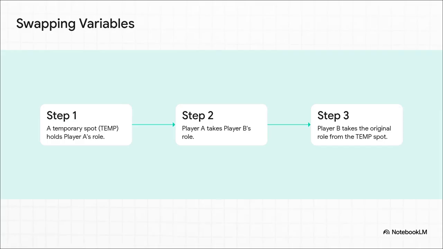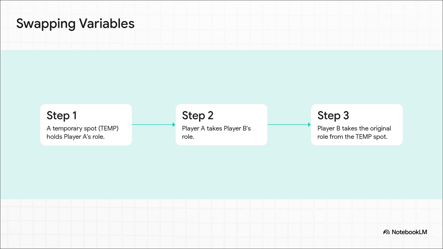Okay, here's a classic programming puzzle that shows off the power of variables. Let's say you need to swap the roles of 2 players in Mobile Legends. Now, you can't just tell them to switch at the same time. If you do, you'll overwrite one of the roles and lose it forever. So you need a clever trick. You use a third, temporary variable.